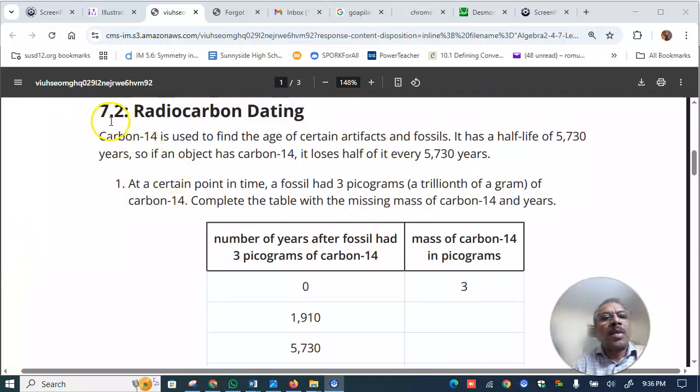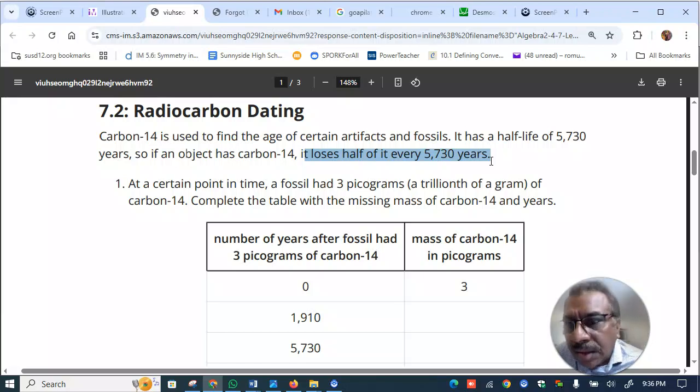Question number 7.2, radiocarbon dating. So here's a question. Carbon 14 is used to find the age of certain artifacts and fossils. It has a half-life of 5730 years. So if an object has carbon 14, it loses half of it every 5730 years. You can pause the video and also check if you can complete the whole thing. Would appreciate. And let's move on.